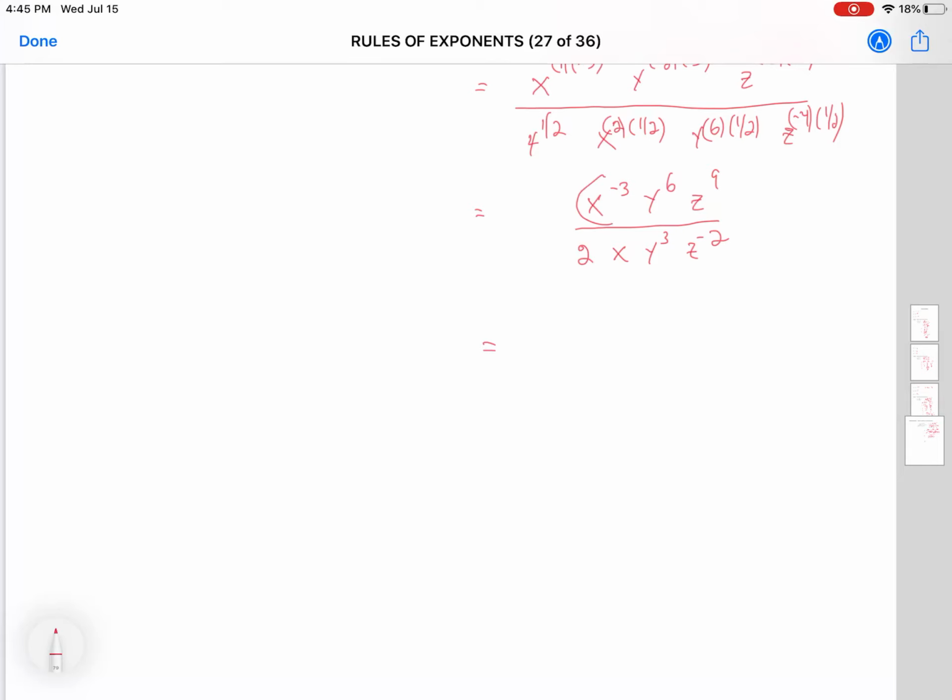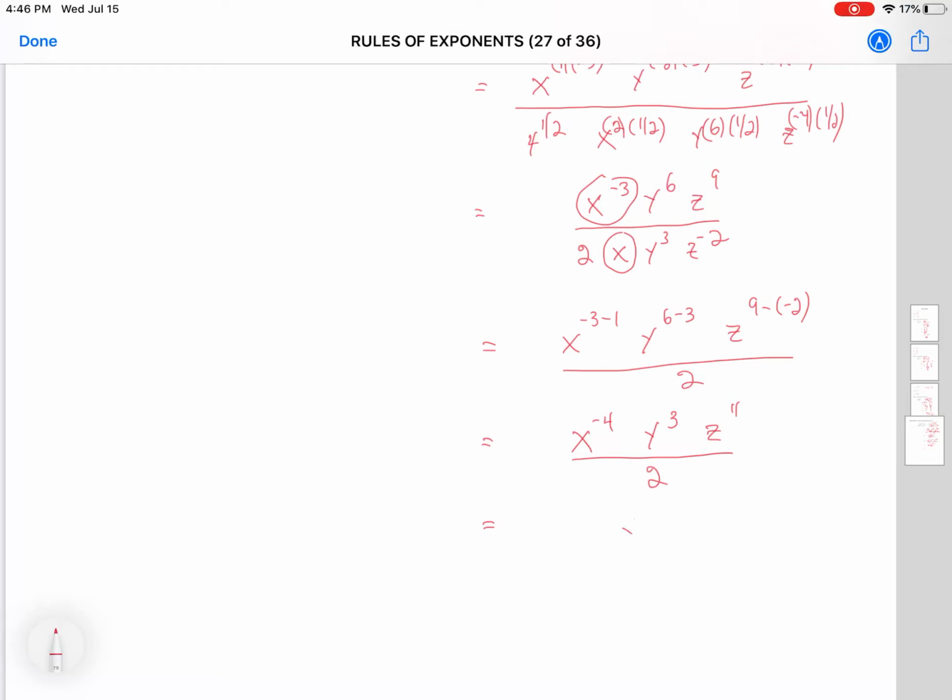So, what do I have here? Up, down, I have x to the minus 3 on top and x to the 1 downstairs. So that's going to be x to the minus 3 minus 1. Similarly, y to the 6 minus 3, z to the 9 minus 2, all over 2. So that's the second to last step: x to the minus 4, y to the 3, z to the 11 over 2.